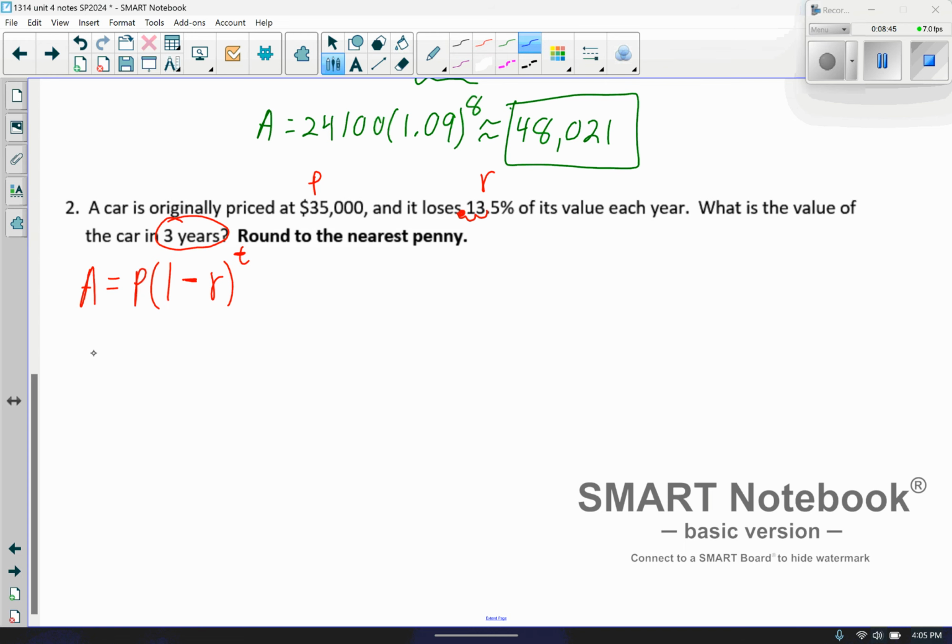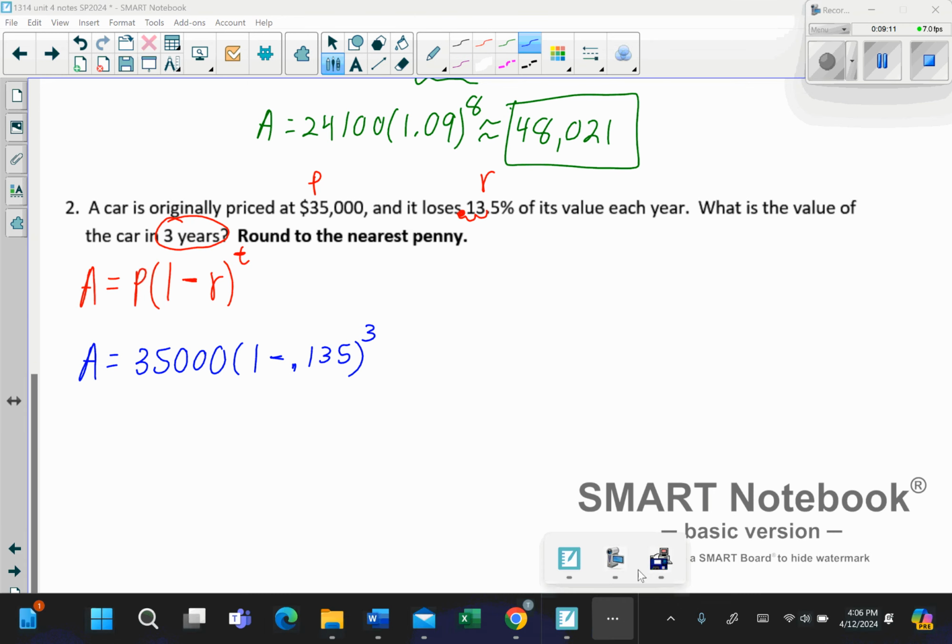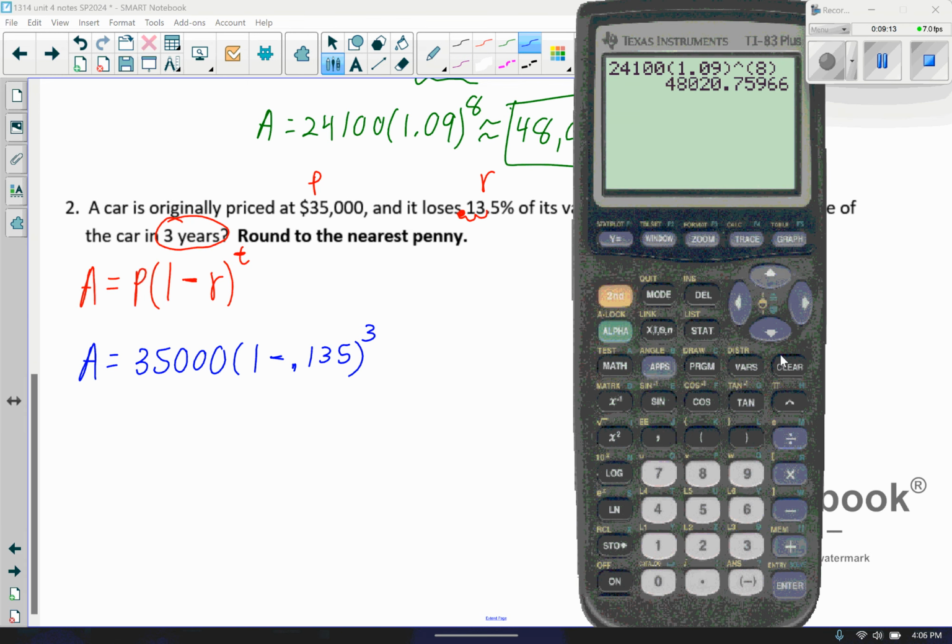So let's plug that in. A equals, the car is worth $35,000 when I buy it. And then it's going to be 1 minus, now I have to put 0.135 there. And then raised to the power of time, which in this case is going to be 3. You could clean this up a little bit, but like I said, the calculator is going to do most of the work for us anyway. So if you just want to leave it that way, we can just type it in exactly how that looks right there.